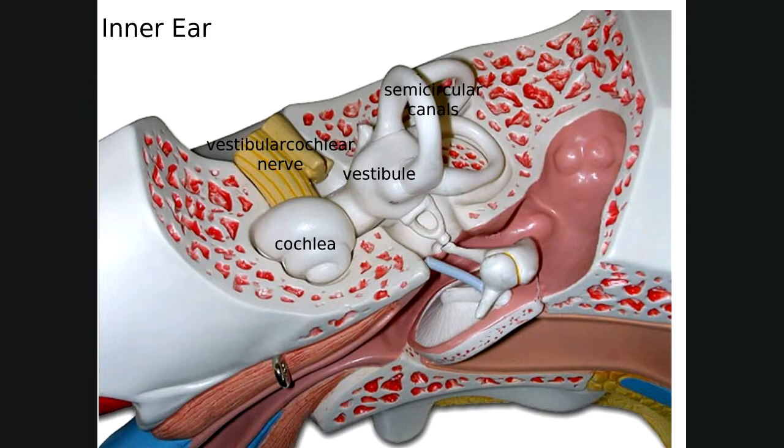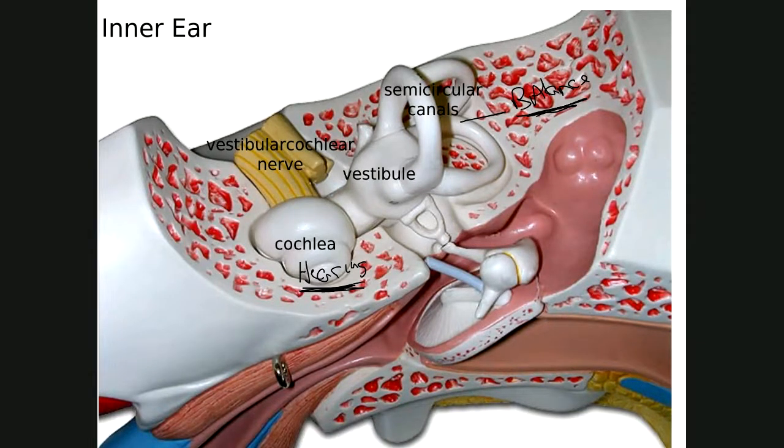So the cochlea is for hearing. These other things, the vestibule and semicircular canals, are for balance. So our ear is not just for hearing. It's also our organ of balance. It lets us know what our head is doing, which way we're moving, if we're standing upright, and so on.